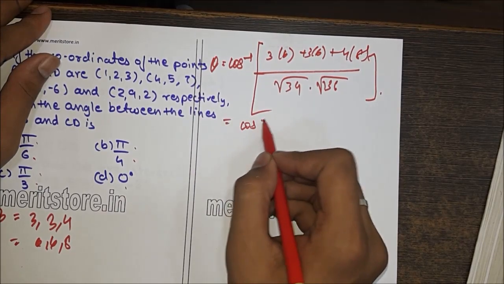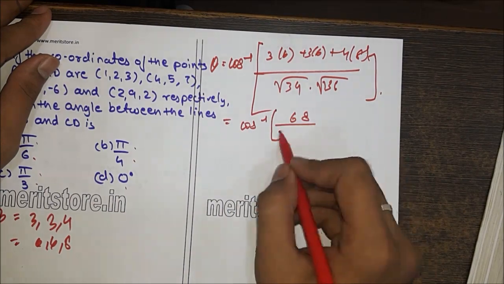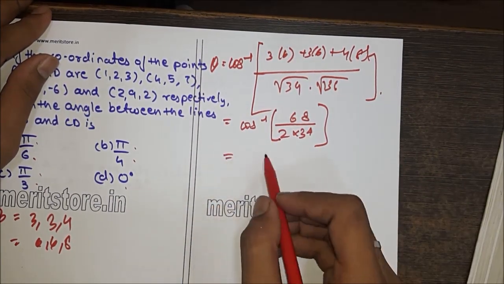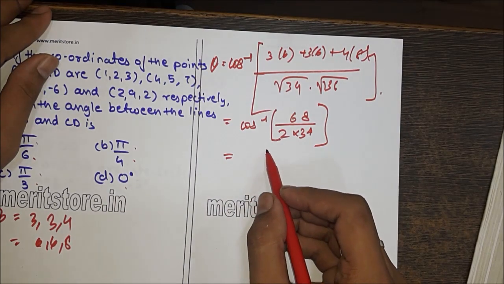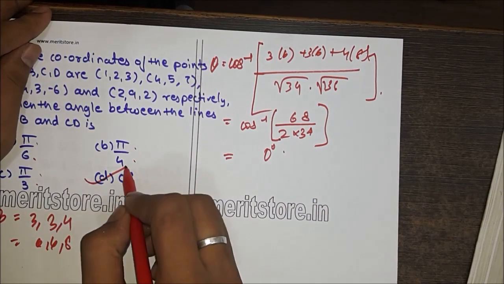Further solving this, we get cos inverse of 68 by 2 into 34. So this will result in the value of 0 degrees. So our correct answer is option D.